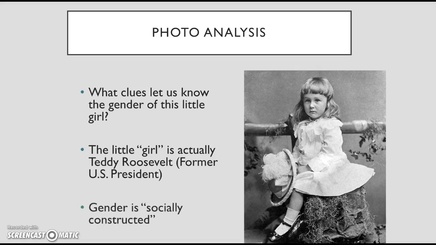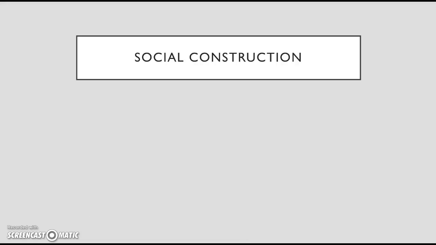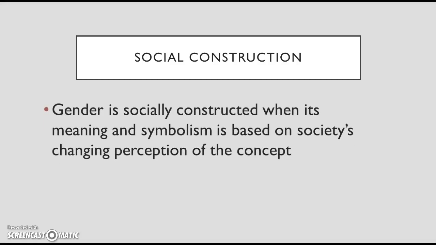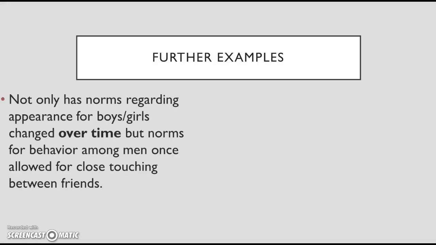This teaches us that gender, like other things in our culture, is socially constructed. What we mean by the fact that gender is socially constructed is just that its meaning and symbolism is based on society's changing perception of the concept. So as society changes, you're going to see a change in meaning and symbolism attached to what is considered masculine and what is considered feminine.